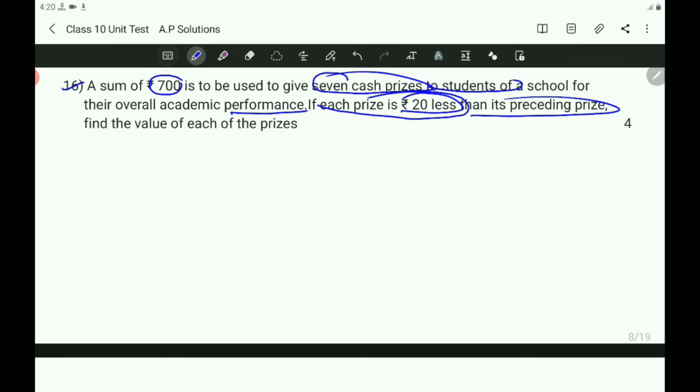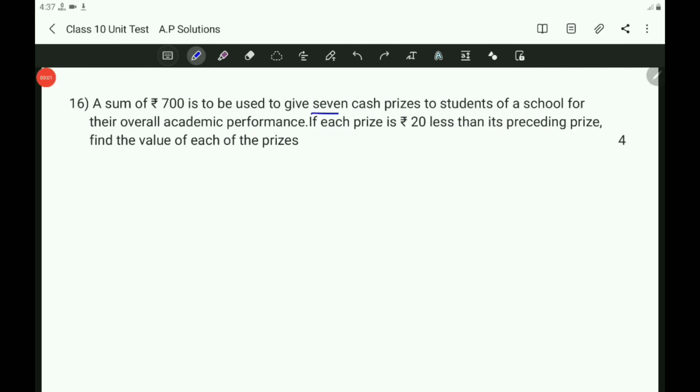So you take, it is a sum. Now you write n equals 7, because the number of cash prizes here is 7. And this is the sum of the cash prizes, S equals 700, and D equals, here each prize is rupees 20 less than its preceding prize, meaning you have to take D equals minus 20. Then we have to find the value of each cash prize. So let us find A, the first prize, A equals question mark.